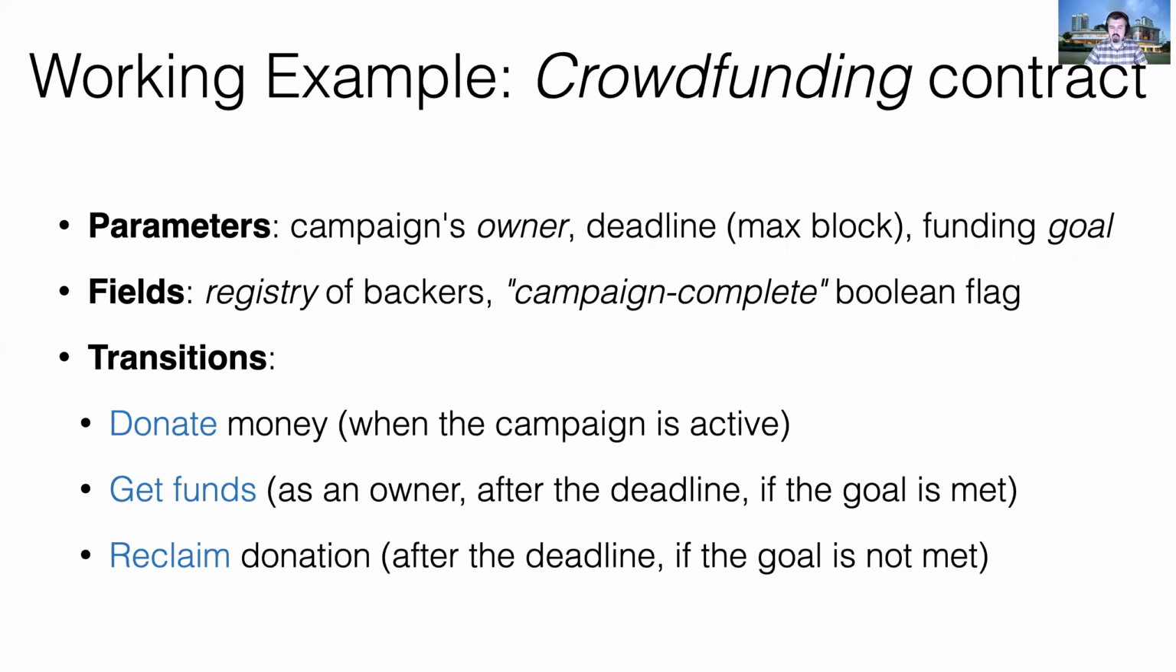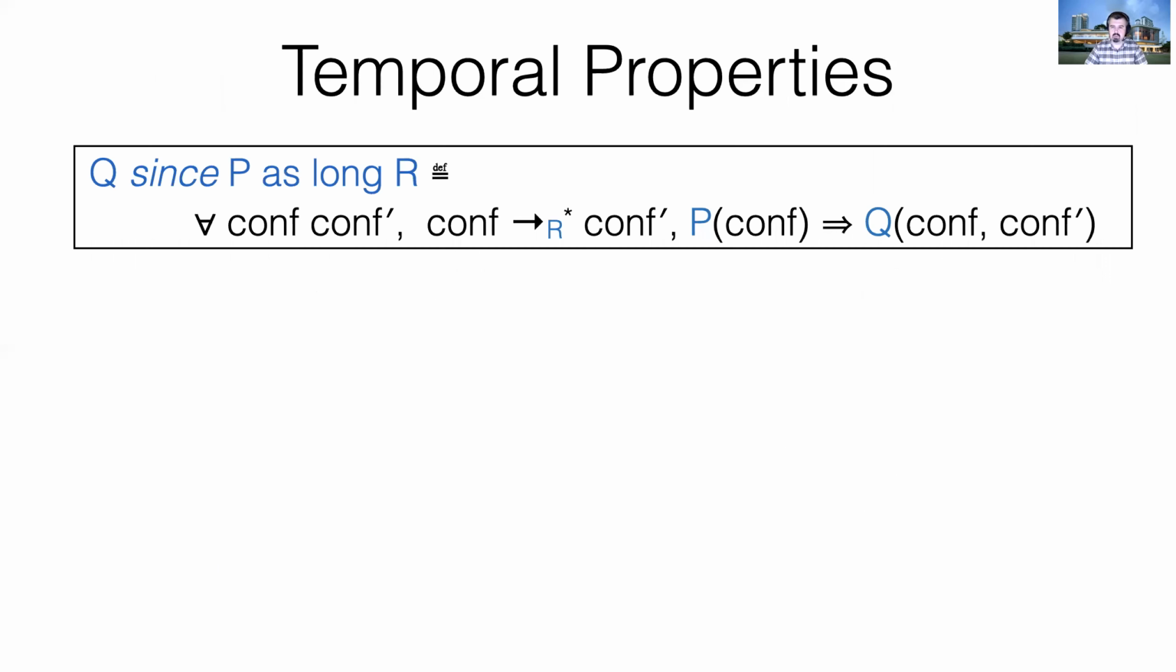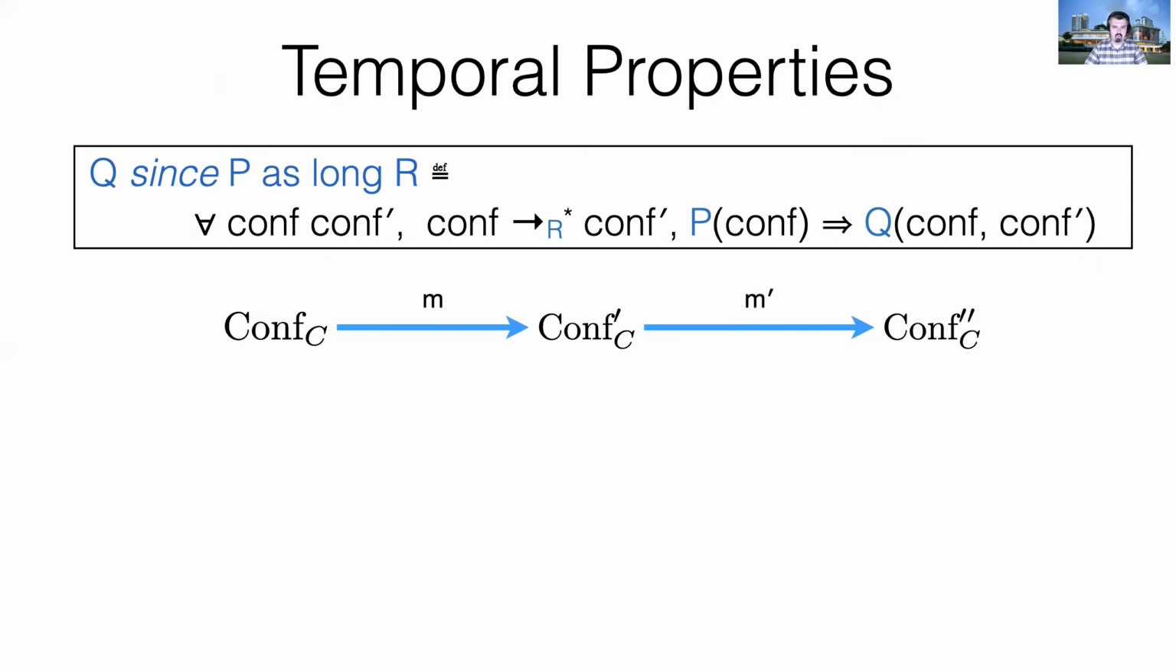So now, once we have this idea of the contract and everything that can be done with it, we can start writing what's called temporal properties, which allow us to describe in the language of mathematical logic what properties this contract should satisfy over its lifetime.